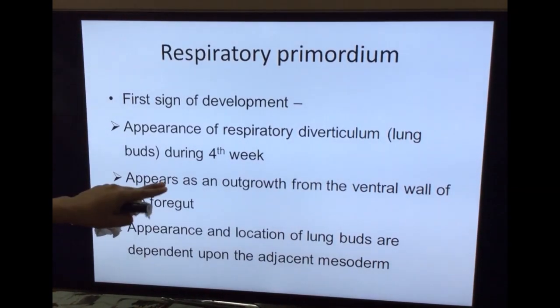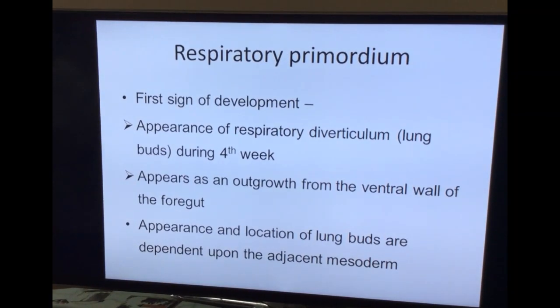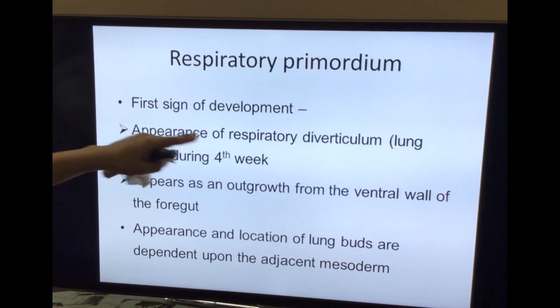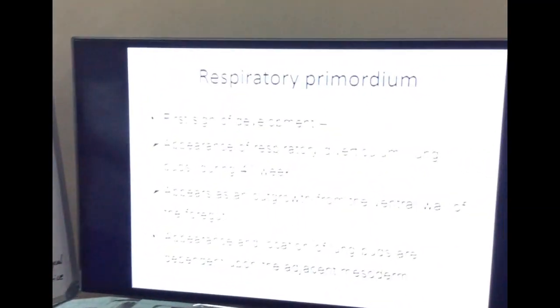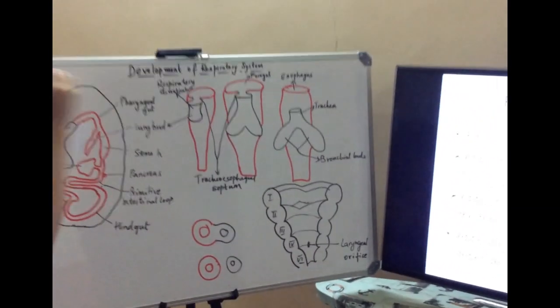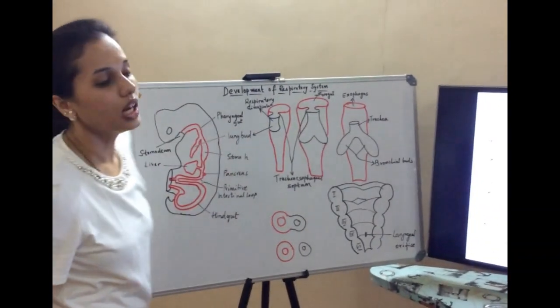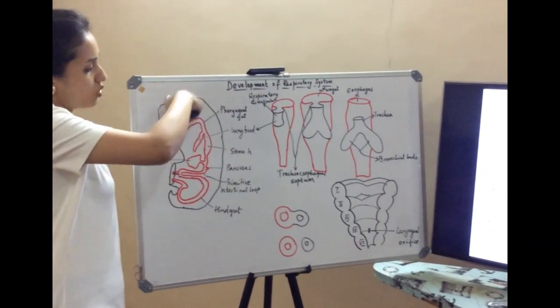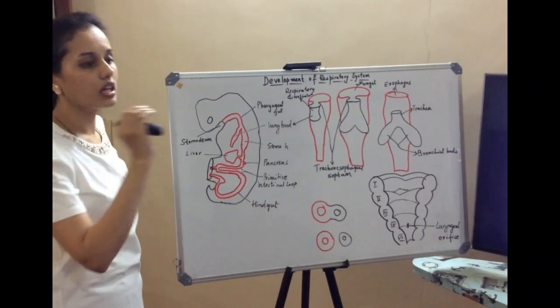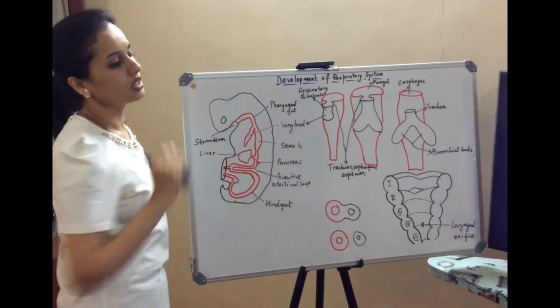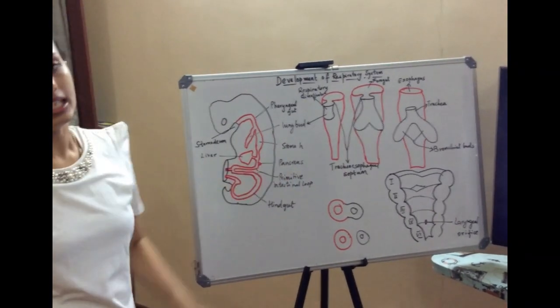The location and the appearance exactly at the 4th week depends completely upon the mesoderm. The mesoderm is the outer covering of the endoderm. Around the endoderm there will be a covering of mesoderm. So the mesoderm has the influence on the appearance and the location of the lung buds.